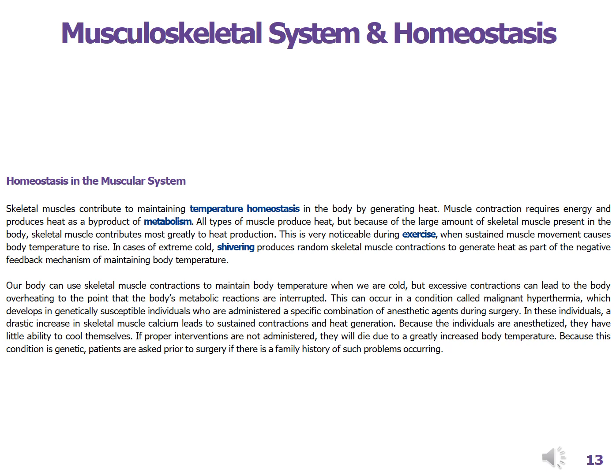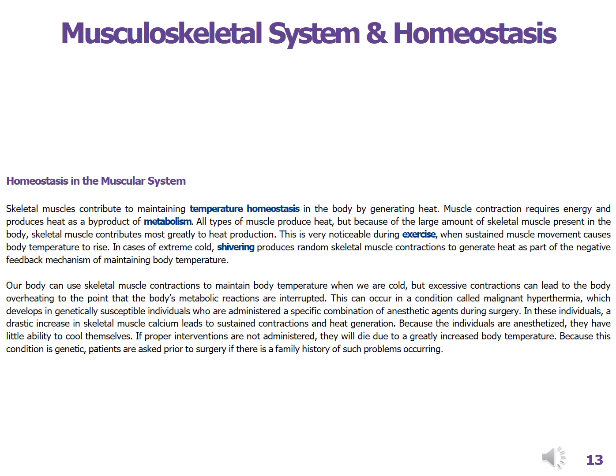Musculoskeletal system and homeostasis. In the muscular system, skeletal muscles contribute to maintaining temperature homeostasis in the body by generating heat. Muscle contraction requires energy and produces heat as a byproduct of metabolism. All types of muscle produce heat, but because of the large amount of skeletal muscle present in the body, skeletal muscle contributes most greatly to heat production. This is very noticeable during exercise when sustained muscle movement causes body temperature to rise.